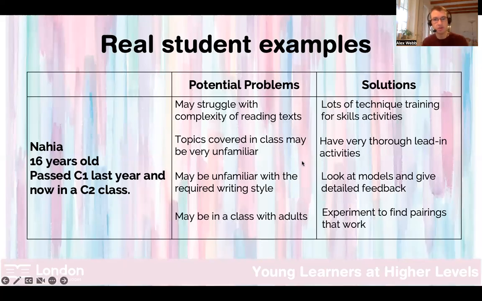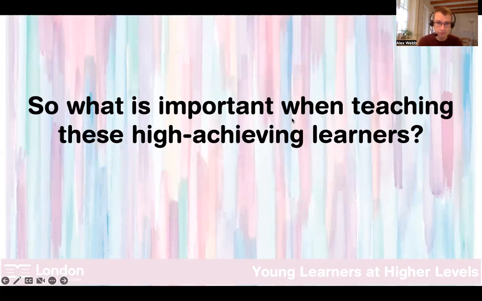Okay, so there you have some three examples there of students who have progressed quickly through the levels. Okay, all right, so let's move on. So what is important when teaching these high achieving learners?